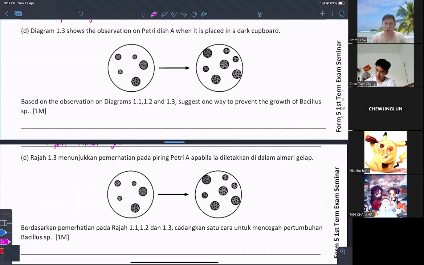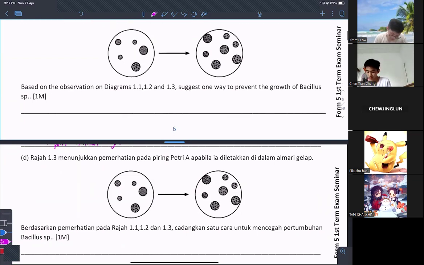Then how are you going to solve this? You put it under the sun lah, so that you can prevent the growth of bacillus. So put it under the sun. This one I don't do translation lah. Letakkannya di bawah matahari. This is the way you deal with the question.